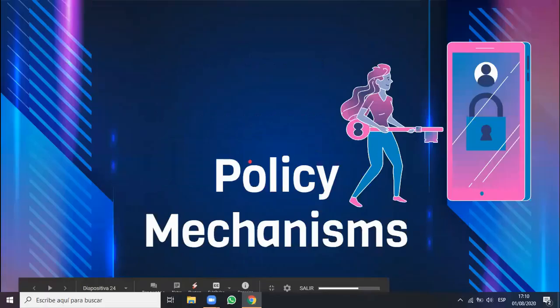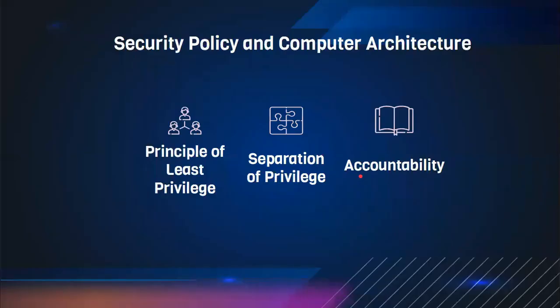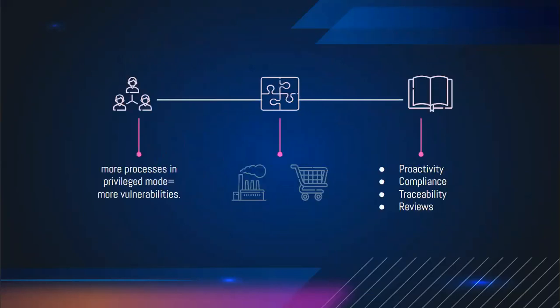The second area is security policy and computer architecture. These mechanisms are an extension of the basic doctrine of computer security. These are some techniques related to architecture and design. The number one is the principle of least privilege. When designing operating system processes, it is mandatory to ensure that these processes run in user mode whenever possible.